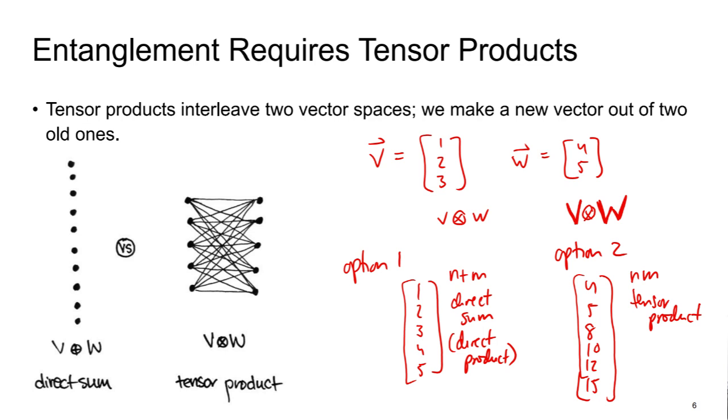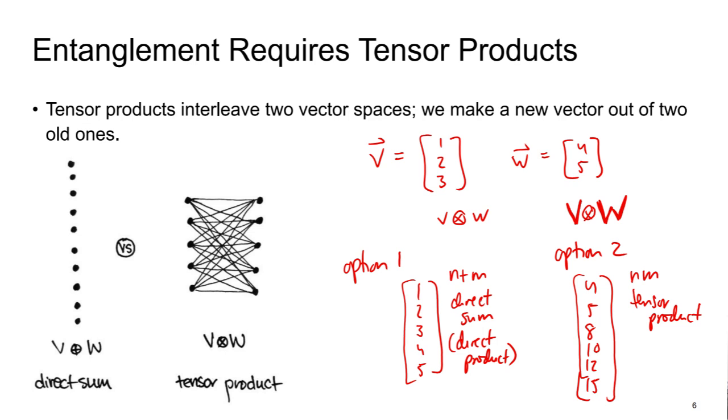All right. Okay, so we talked a little bit about tensor products a few weeks ago, and we need to bring them back today because we're going to be talking about entanglement, and entanglement requires us to think about tensor products. So remember, tensor products interleave two vector spaces. We basically make a new vector out of two old ones. And tensor products are a particular way to build a new vector space from an old vector space, because there's lots of ways that you could, in principle, do that.